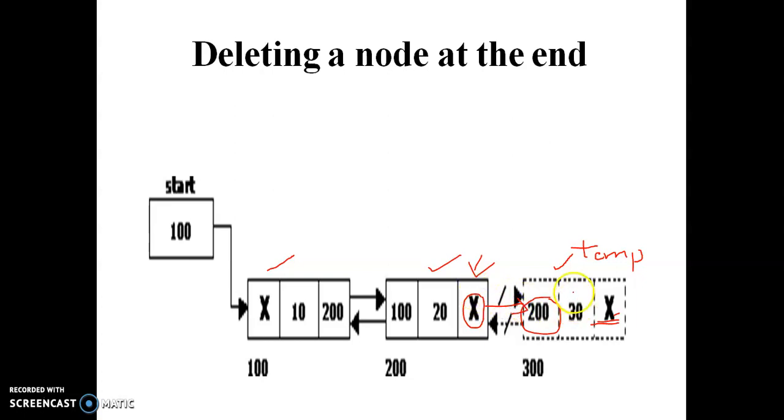So we are going like temp of left of right. This is assigned with null, that is this pointer is assigned with null, so that this node's address is removed from its previous node, so that it is deleted from the memory. Is this clear?